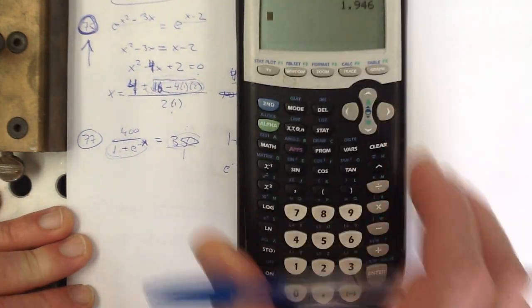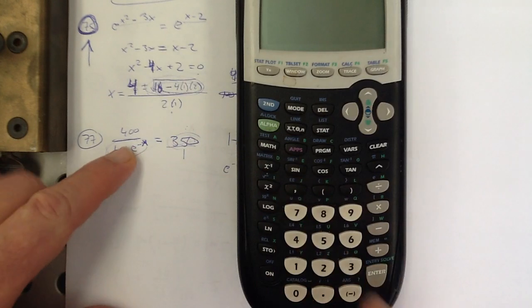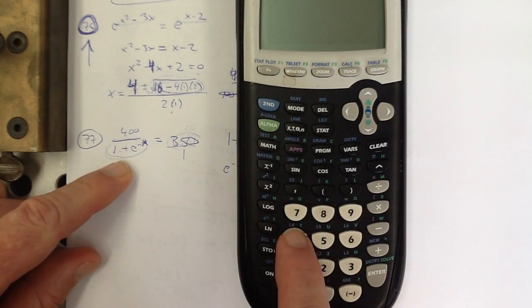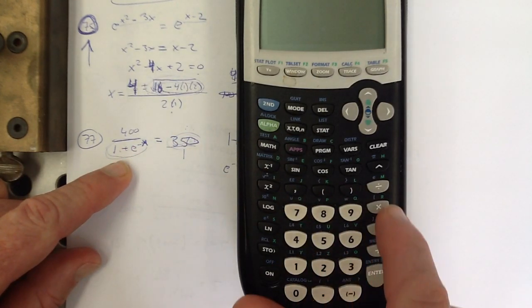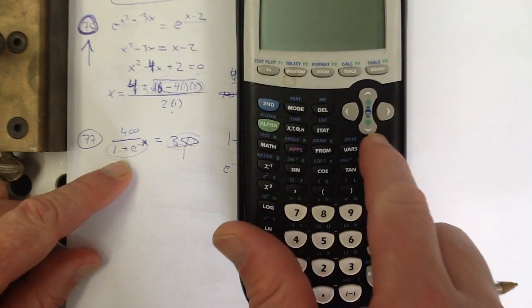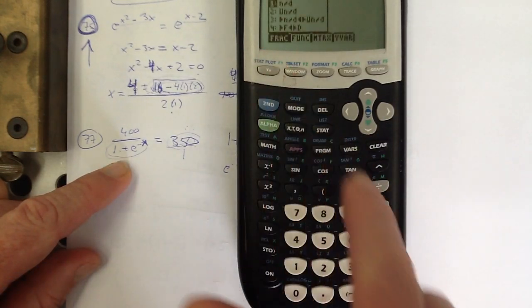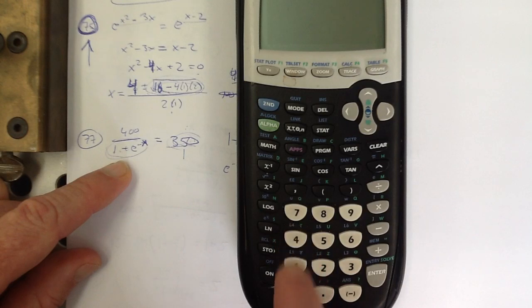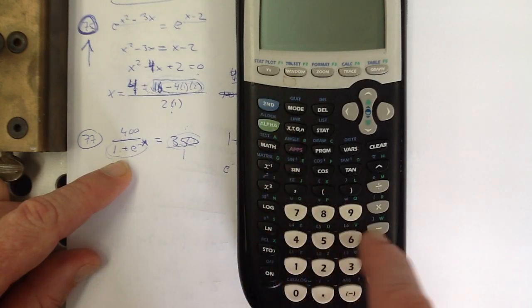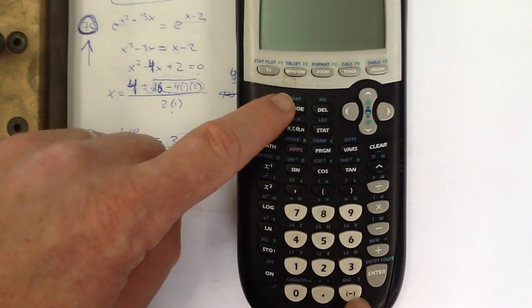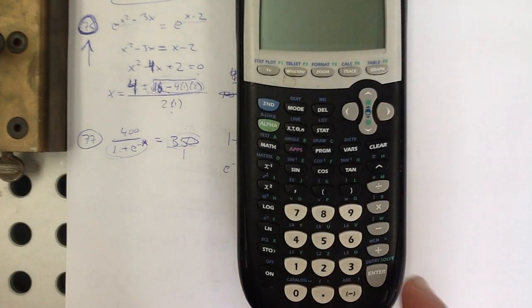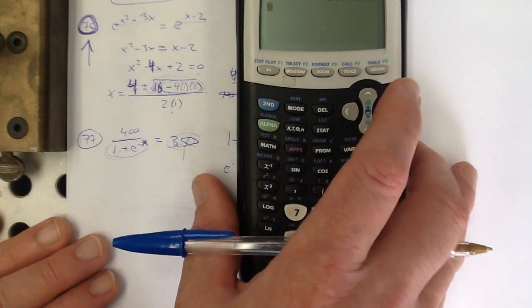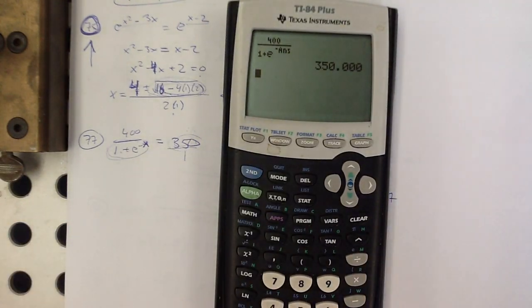And we could do a quick check on the answer for this one. So plugging it into this side, if I have 400 over, I should use the fraction bar on this one, 400 over 1 plus e to the negative answer. I should get 350. Boom. Oh, you didn't see any of that, did you? There it is.